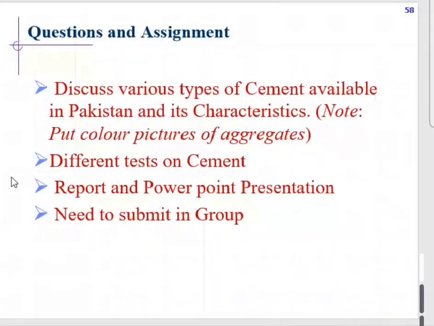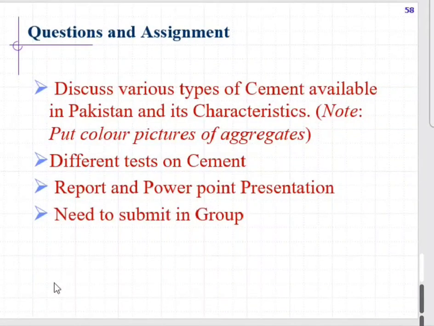Right after 10 minutes, we'll start our discussion on supplementary cementitious materials. We'll have a break of about 5 to 10 minutes, then we'll start. I have 2:10, we'll start at 2:20. Are we okay? Okay, sir. So right after 10 minutes, we'll start with the supplementary cementitious materials.